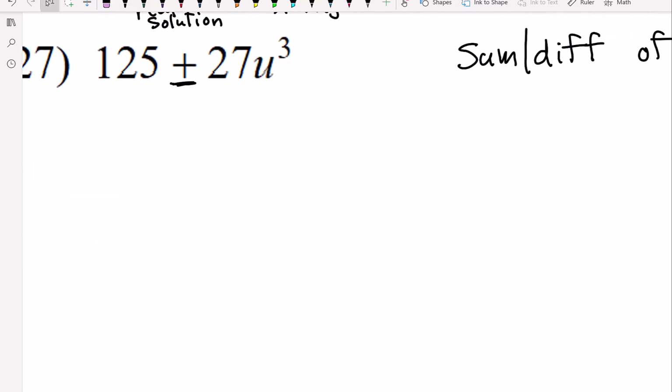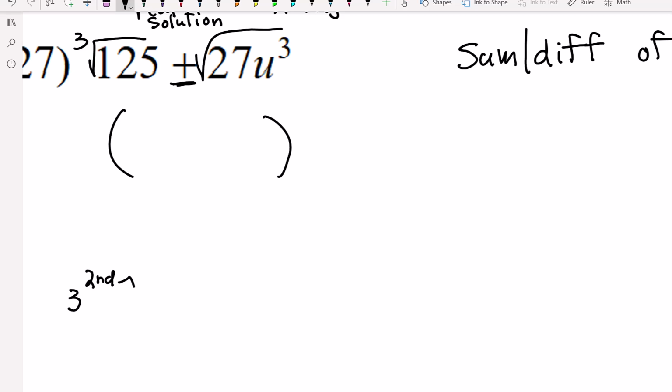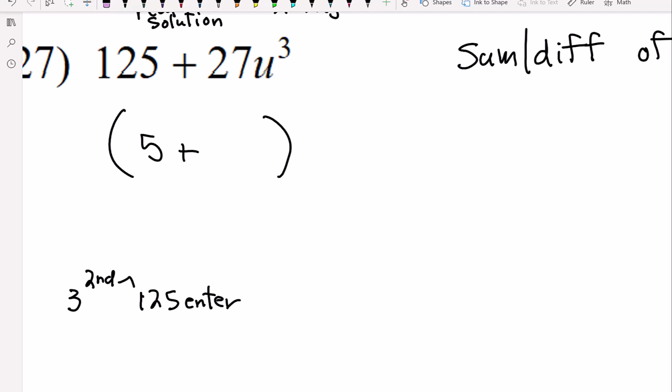The first thing we're going to do is take the cube root of both of those. On your calculator, you type 3, then hit the second and then that caret button that's over here, and then you type in the number and you press enter or equal sign. So the cube root of 125 is 5. And then you do the same thing, but you type 27, enter. You get 3, and then the cube root of u cubed is just u.